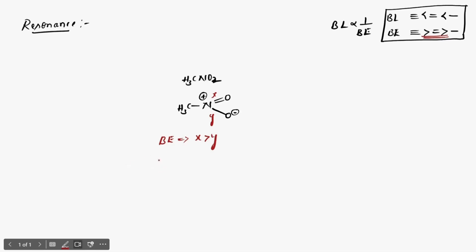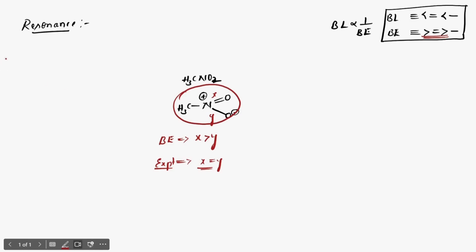This is the bond energy according to the known data. But experimentally, X is equal to Y. Therefore, this structure fails to explain all the properties of the molecule.